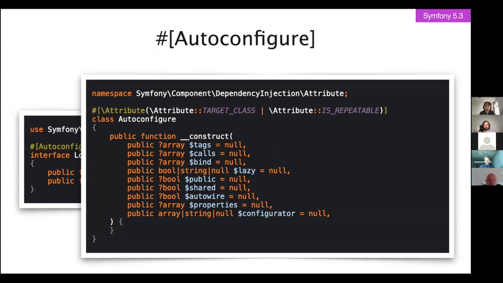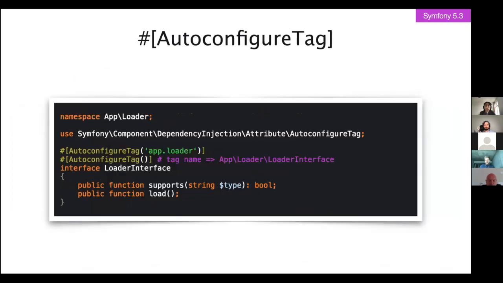Then there's one attribute extending the auto configure attribute. This is the auto configure tag attribute, and this is just a convenient way to tag services. You can see here, you can call it with a specific tag name if you want to. And if you leave out the tag name, then the fully qualified class name of your interface or of your base class will then be used as a tag name.